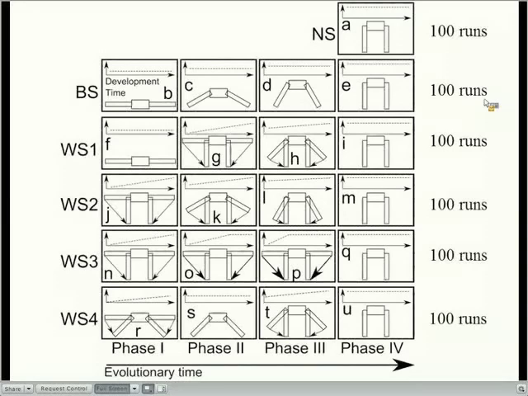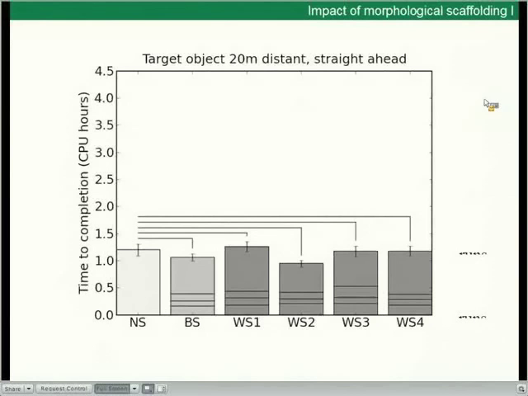So we have 6 different experimental regimes. We did 100 independent evolutionary runs of each of those regimes. So here are our 6 evolutionary regimes down here. The vertical axis is the time in CPU hours to completion. In this set of experiments we put the block 20 meters right in front of the robot, so it doesn't need to turn, it just needs to run forward. It takes all of the 6 regimes about an hour, 1.25 CPU hours to find a solution.